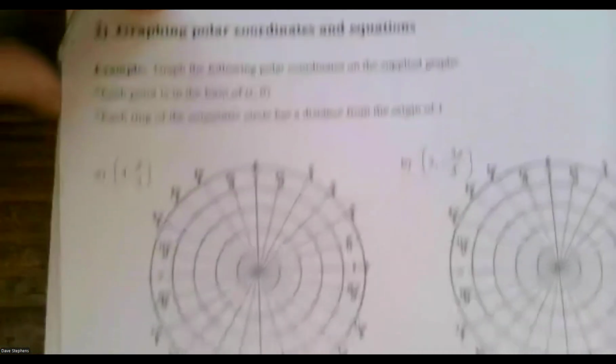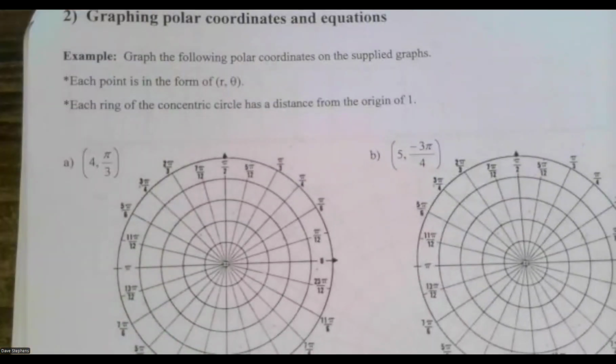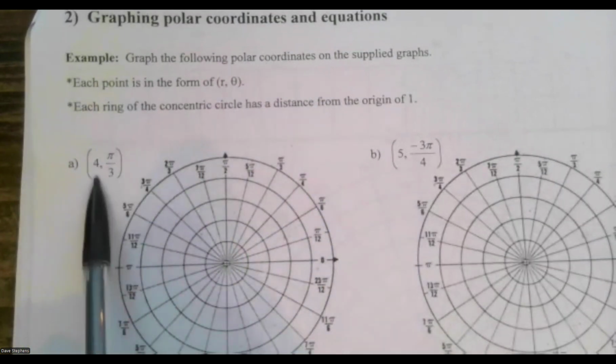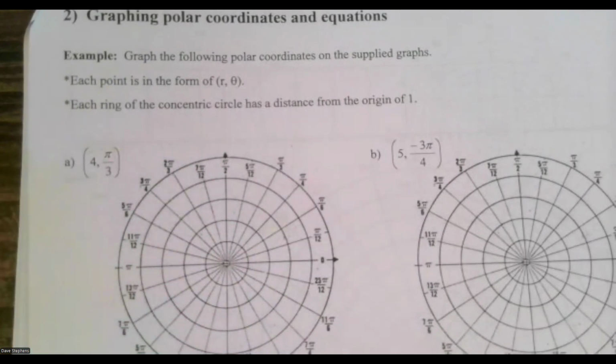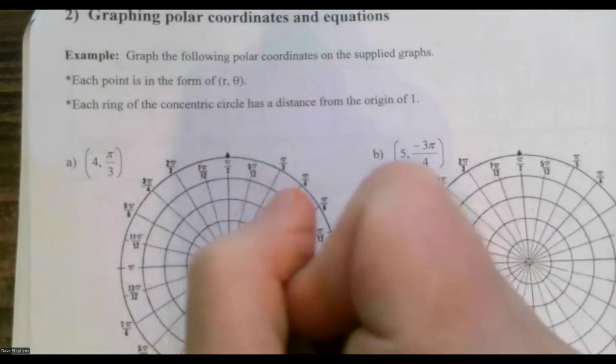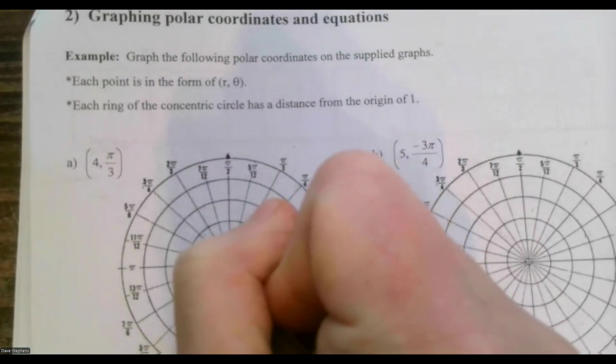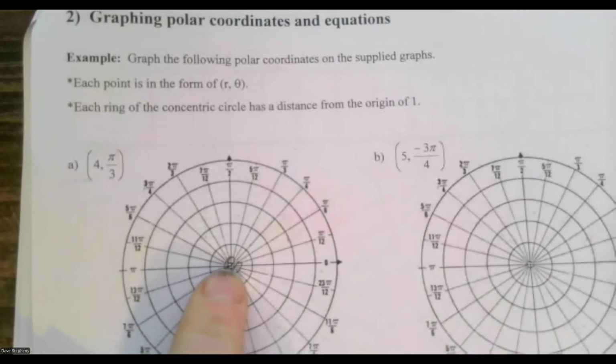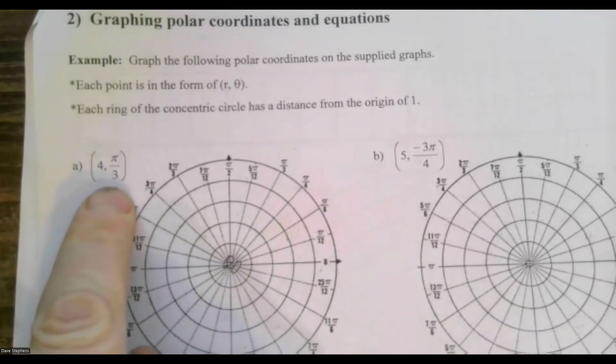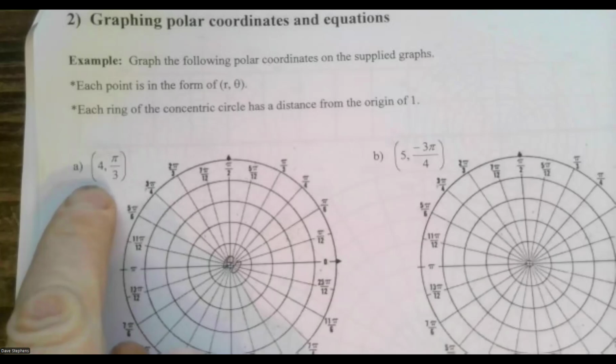All right, so let's graph some points, right? Graph the coordinates on the supplied graph. Each point is in the form of r comma theta. Each ring of the concentric circle has a distance from the origin of 1. All right, so this point A, 4 comma pi over 3. So I imagine that I have like shoes, heels, whatever, and I'm standing on the origin. I want to face theta, and then I want to travel a distance of r.